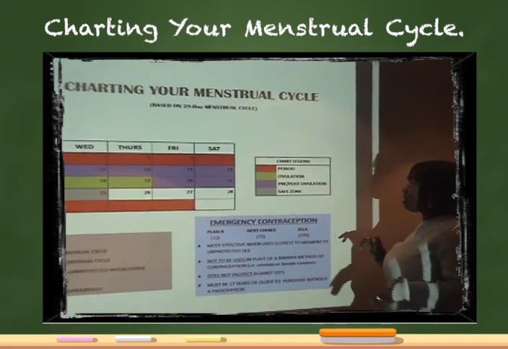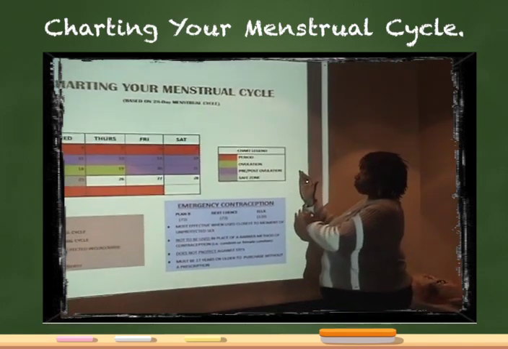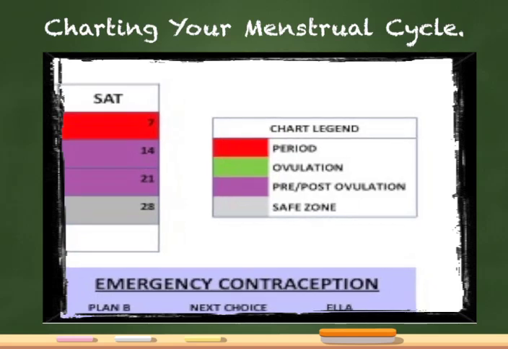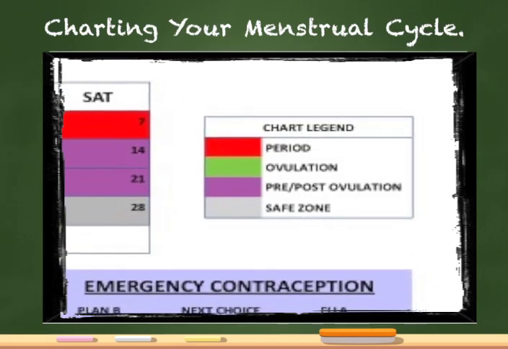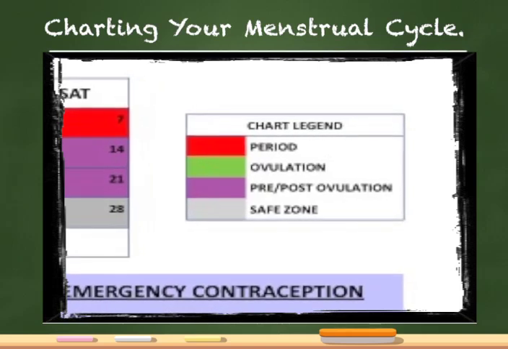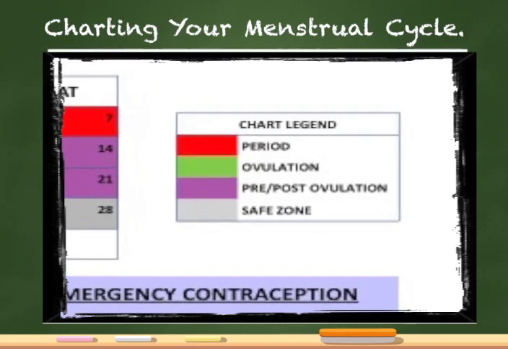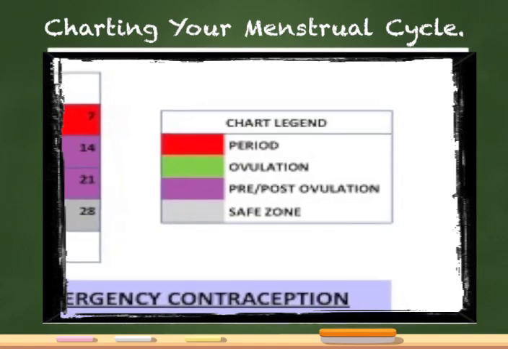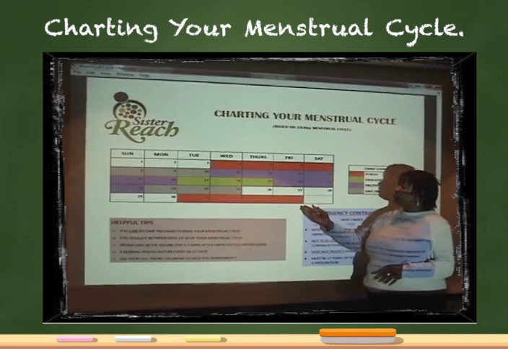Now, before we get started, let's go over here to the chart legend. Red means the period. Green is going to be actual ovulation. Purple is going to be pre and post ovulation. And gray is going to be the safe zone, or the time period that is less likely or not likely at all to become pregnant. Now, let's go to the calendar.